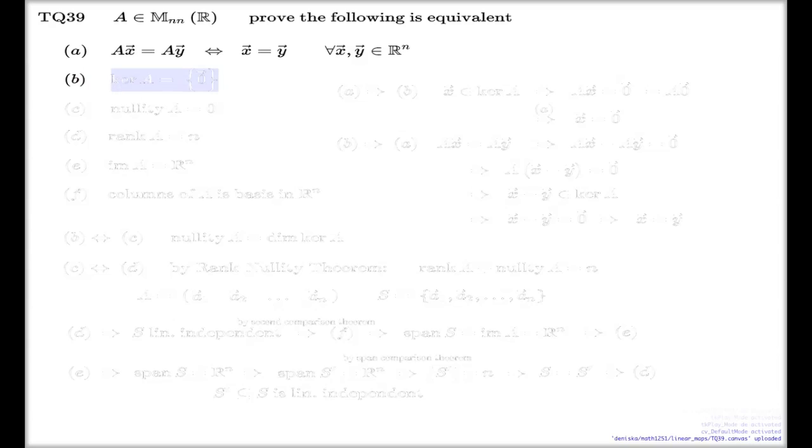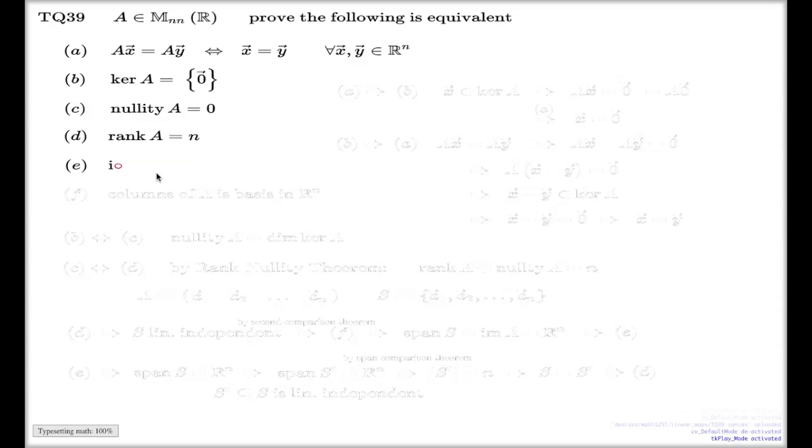The second statement says the null space, or the kernel, of the matrix is the zero subspace. Part C says the nullity of the matrix A is 0. Statement D says the rank of the matrix A is n. E says the image of the matrix is Rn. F says that the columns of matrix A make a basis in Rn. And that is it. So these are 6 statements, and we need to show the equivalence of all of them, and that's a part of question 39.